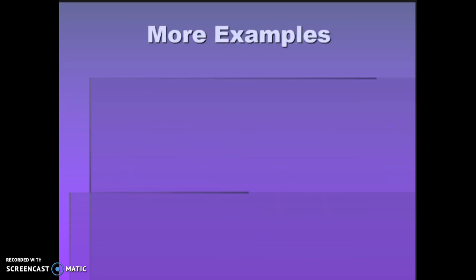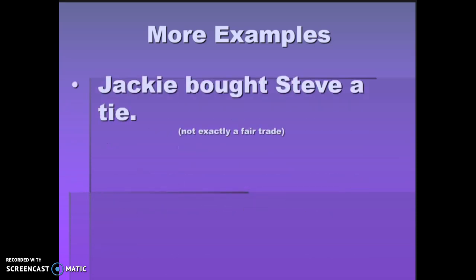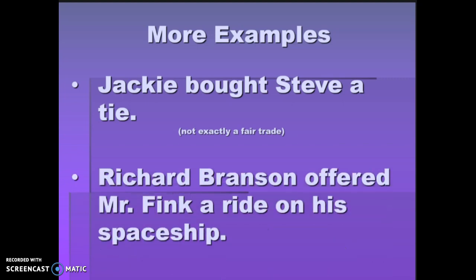All right, some more examples. Not exactly a fair trade, but Jackie bought Steve a tie. Richard Branson offered Mr. Fink a ride on his spaceship. Once again, I'd like you to pause this video in a minute, pick one of those two sentences, and identify four things for me: the subject, the verb, the direct, and then the indirect object. So 4 items you should have identified on your paper.